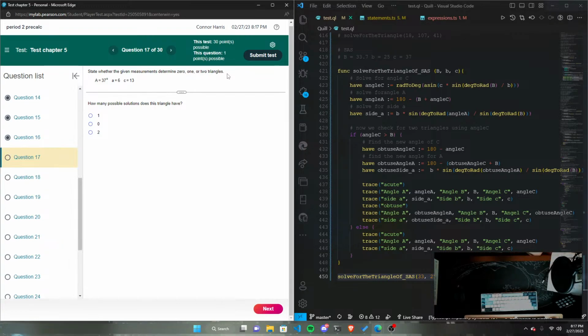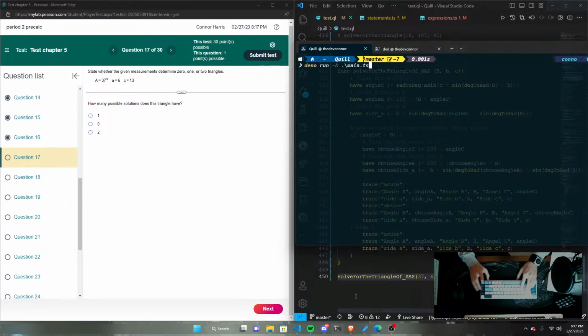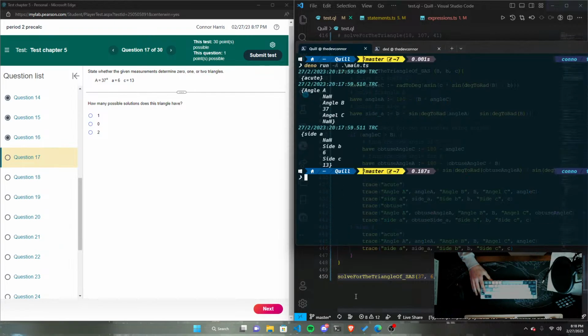Oh, okay, so this basically just implements what we did here. So this is all the same logic here, just with different numbers. So we have B, or A in this case, which would be 37. And then A, which would be B, and then C would stay the same, which would be 13. So we can actually use the function that we just made to determine there's only one triangle. Awesome.